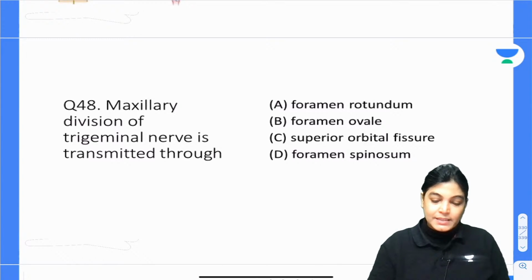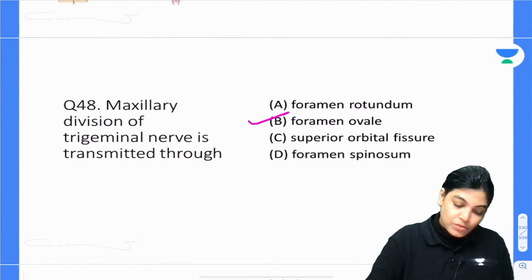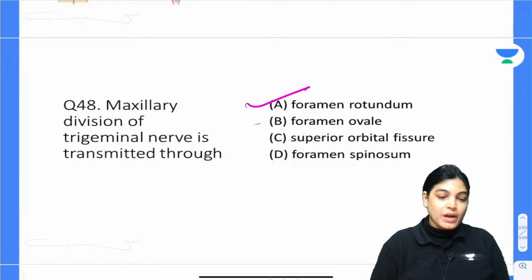Which is the correct answer, dear? Mr. King is saying B, foramen ovale. Absolutely not. It passes through the foramen rotundum, dear. The correct answer is foramen rotundum.